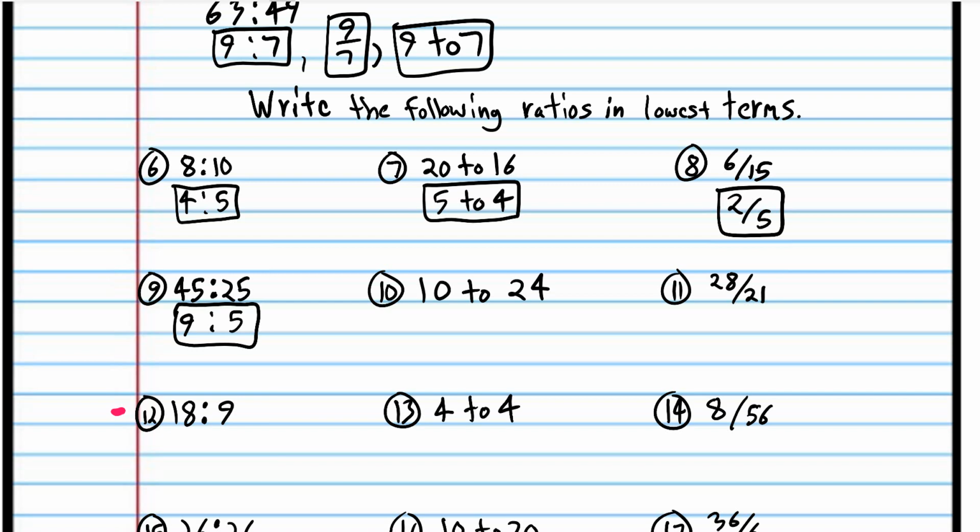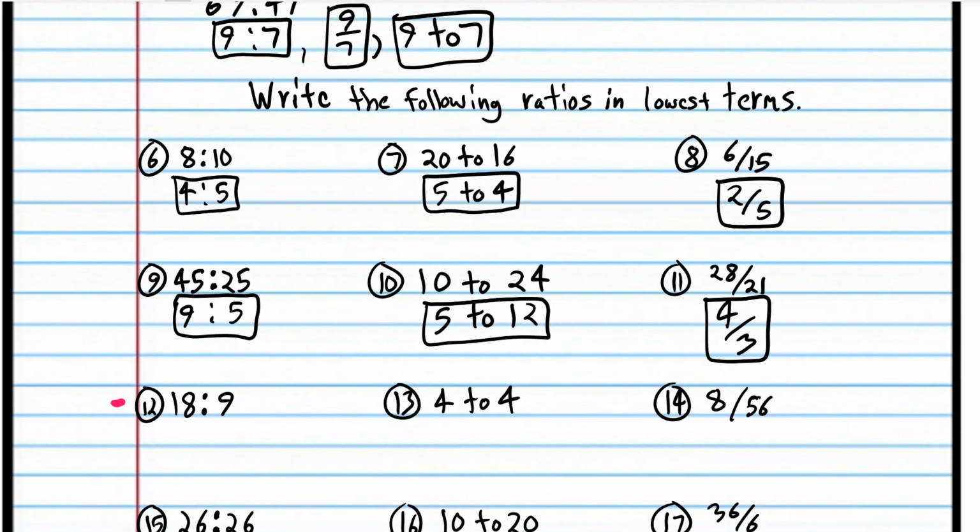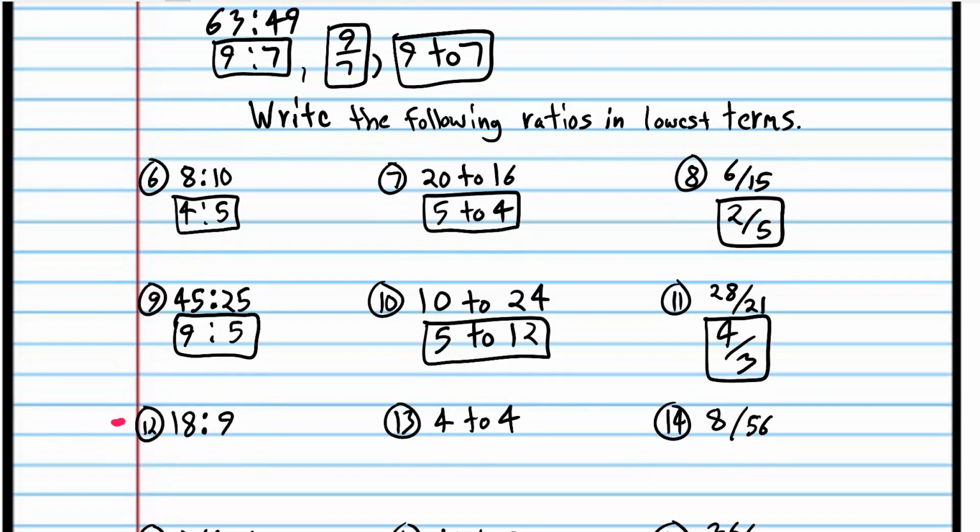All right, we're back. Divide both numbers by 2, and you get 5 and 12. So if you got the right answer, good job. Let's go on to the next one. Well, why don't you try this one on your own, and when you come back, we'll do it together. All right, we're back. Divide both numbers by 7 and you get 4 over 3. So if you got the right answer, good job. Again, we're just reducing the ratios to lowest terms.